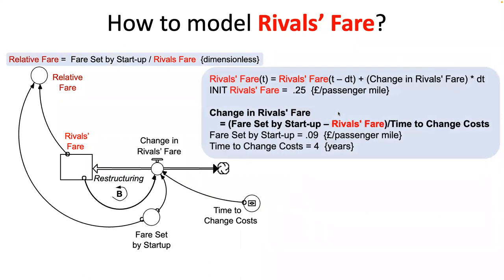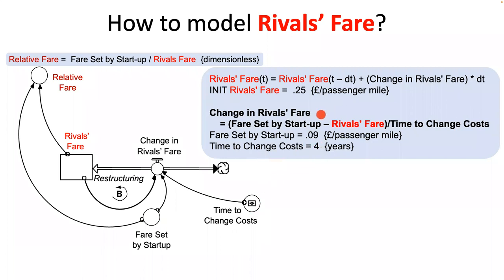All right, so this is the way that looks in terms of equations here. Here's our initial condition for the rival's fare. It's 25 pounds per passenger mile. The change in rival's fare, and this is again just the toilet model: fare set by startup, that's like the target water level, minus the rival's fare, that's like the current water level, divided by time to change cost, that's the time constant. So that is what sets this change in rival's fare. We can set the fare set by startup in this case as an exogenous variable to this system, that price. And we can set the time constant to 4 years.